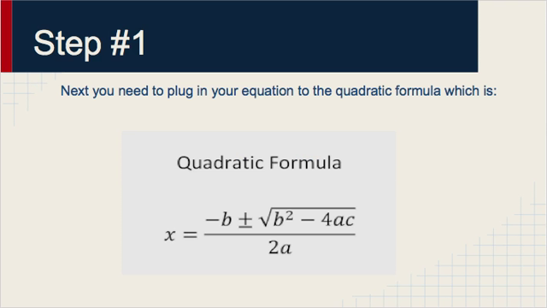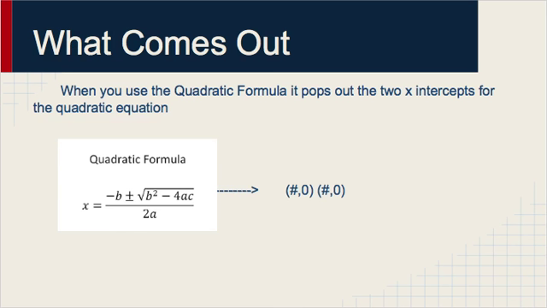Step number 1. Next you need to plug your equation into the quadratic formula, which is x equals negative b plus or minus square root b squared minus 4ac, all divided by 2a. What comes out? When you use the quadratic formula, it pops out two x-intercepts for the quadratic equation.